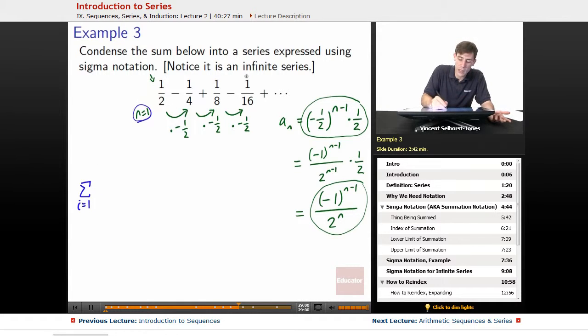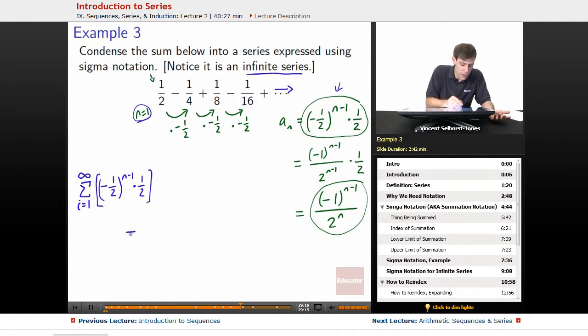What do we go up to? Well, it's an infinite series because it goes on forever. We're never told it stops. So we use an infinity symbol on top. And then let's do this one first. So we could write this as -1/2 to the n minus 1 times 1/2. And that whole thing has the series applied to it.